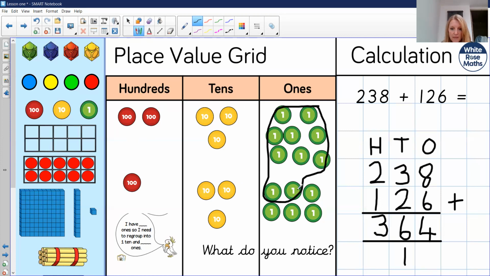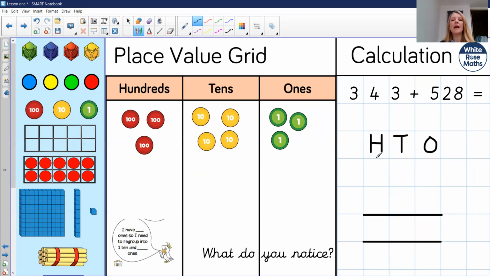If you have a look at the bottom here, there's my regrouping to make the new 10. So 1 ten and 4 ones. There's my 1 ten and 4 ones. And 8 add 6 is 14. So you can see the 14 represented there. You wouldn't squish the 14 into the ones column. Okay, 14 is 1 ten and 4 ones. So I've got 4 ones and 1 ten, which goes here underneath my tens column.